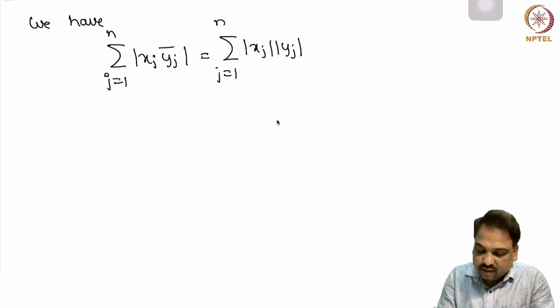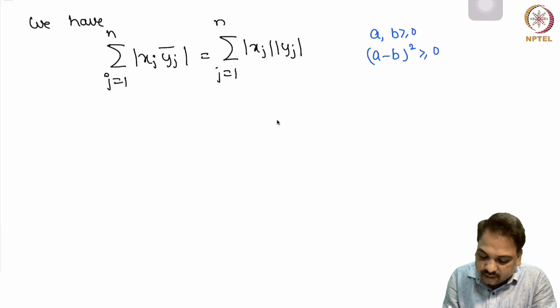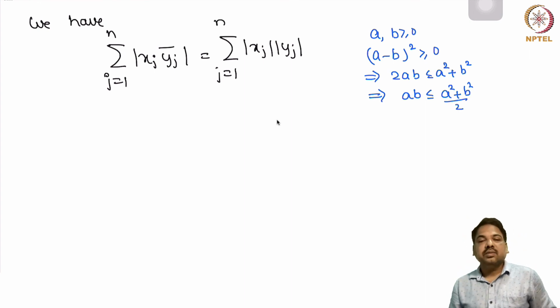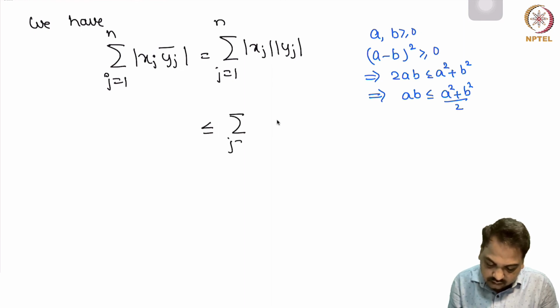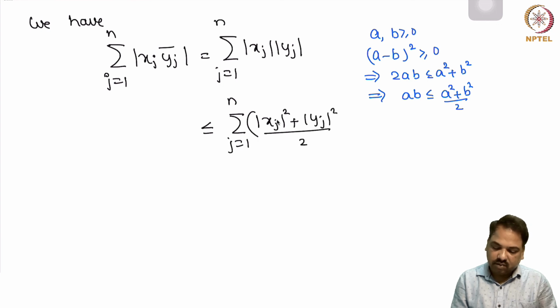Now here we use the fact that whenever we have two positive real numbers a and b, then we know that a minus b square is non-negative. From this we can say that 2ab is less than or equal to a square plus b square. That means ab is less than or equal to a square plus b square by 2. So here you take a as mod xj and b as mod yj, both are positive numbers. Now we can apply this result. So this is less than or equal to summation j equal to 1 to n of mod xj square plus mod yj square divided by 2.